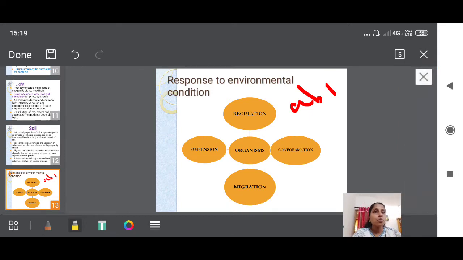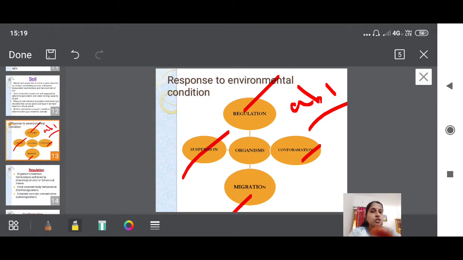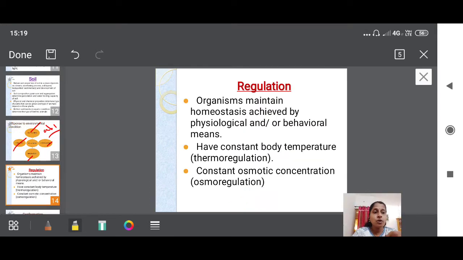So what are the different ways by which environmental stress can be responded to by living organisms? By regulation, by conformation, by migration, and by suspension, isn't it? So the first is regulation, the second is conformation, the third is migration, the fourth is suspension. Clear? Regulation means we are maintaining homeostasis. We mammals are maintaining what? Homeostasis. We have a constant body temperature. The temperature of our body does not change according to the environment.